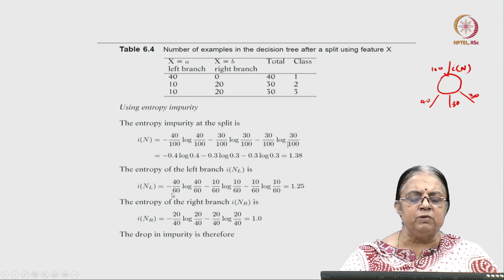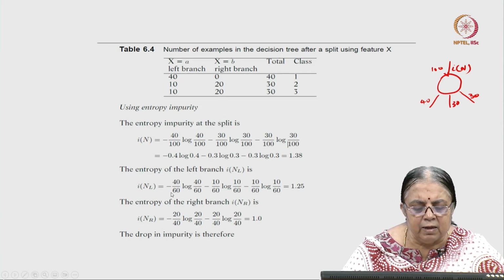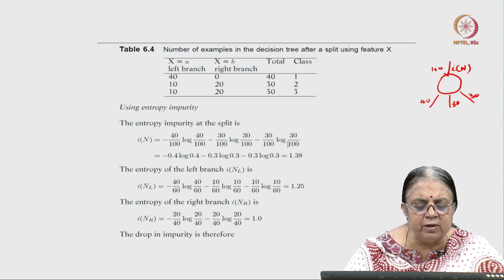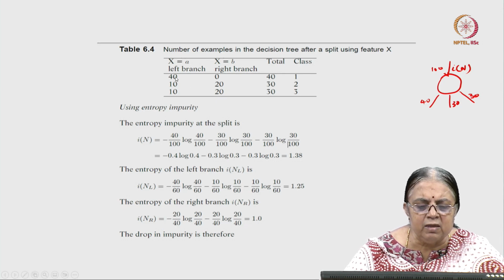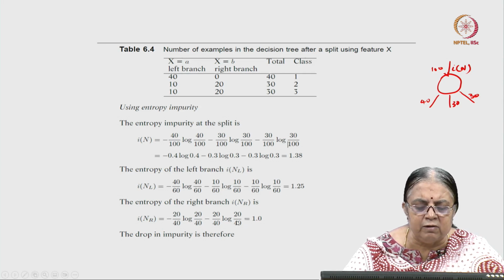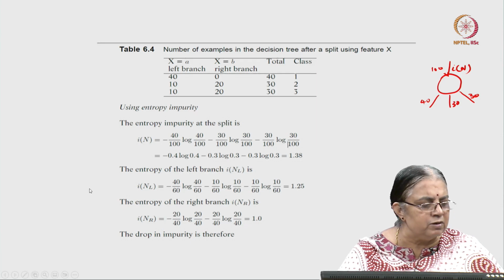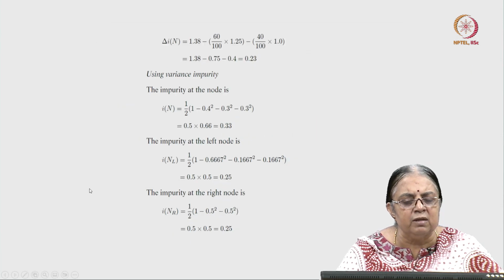So, the left branch will be I(NL), okay, that is the left branch, is minus 40 by 60, okay, because the total is 60. This is 10 by 60, this is 10 by 60. So, this will be the value, and the entropy of the right branch will be 0 by 40, 20 by 40, 20 by 40. So, this is the right branch entropy that you are getting here, okay.